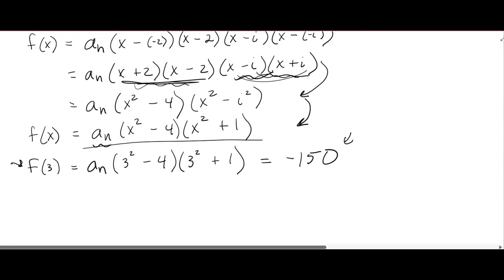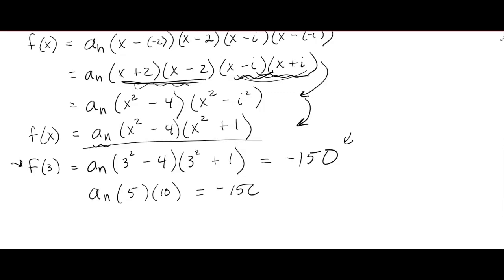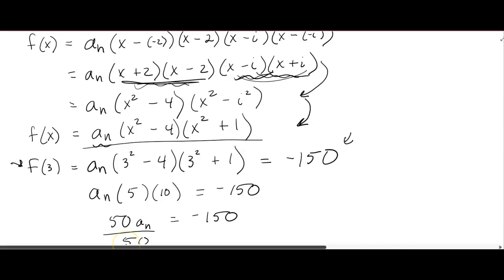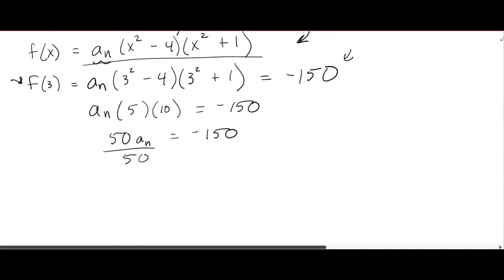Okay, so now we can do some math. 3 squared is 9, 9 minus 4 is 5. 3 squared is 9, 9 plus 1 is 10. So that's 50 times a sub n equals negative 150. So now I can divide by 50. Oops, running out of room. And I know a sub n equals negative 3. Okay, yay, I found a sub n.